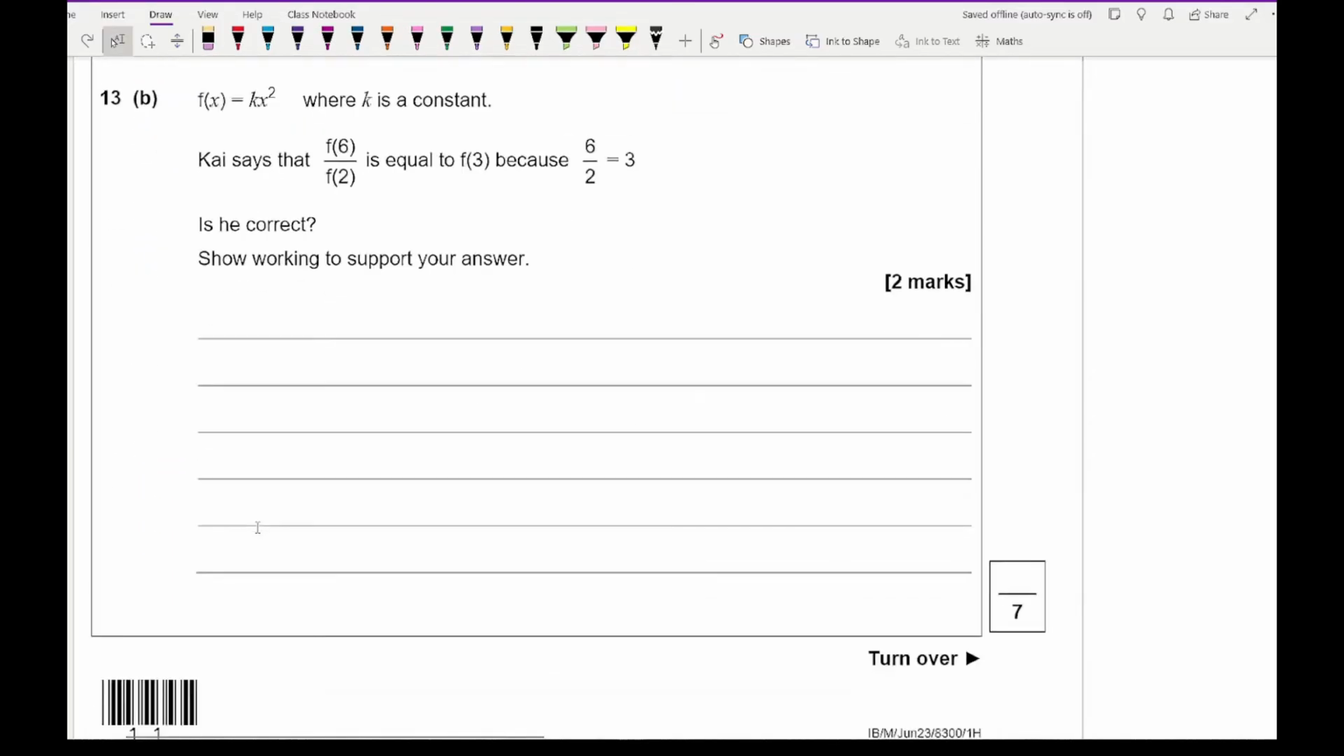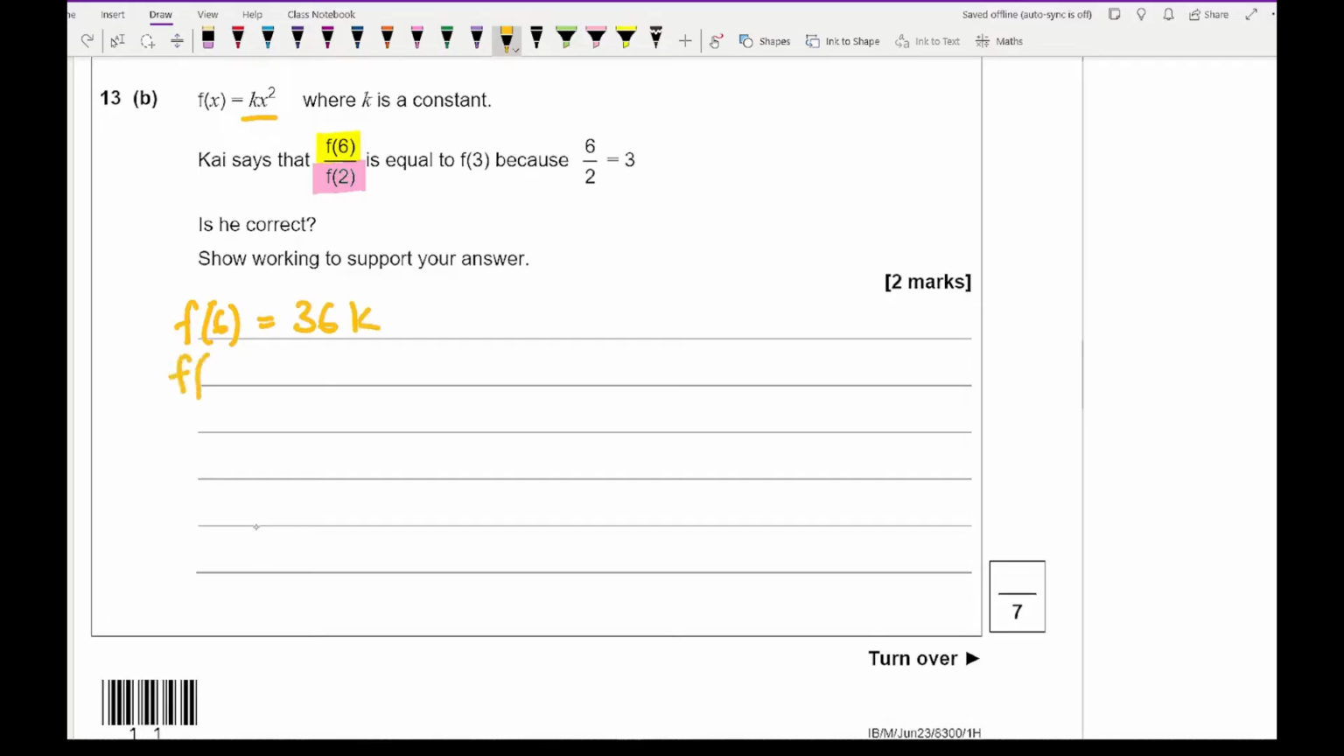Moving on to question 13b, it says f of x equals kx squared, where k is a constant. Kai says that f of 6 over f of 2 is equal to f of 3 because 6 over 2 equals 3. Is he correct? Well, what we want to do here is actually work out an expression for f of 6 and f of 2. So for here, f of 6 is where we substitute x equals 6 into the function, so I end up with 36k.